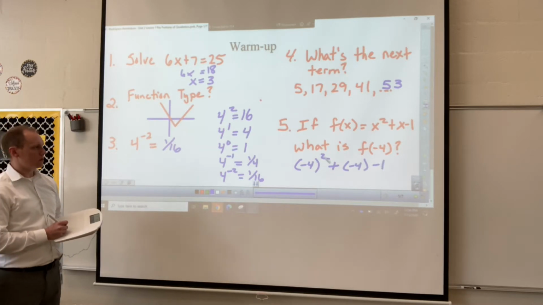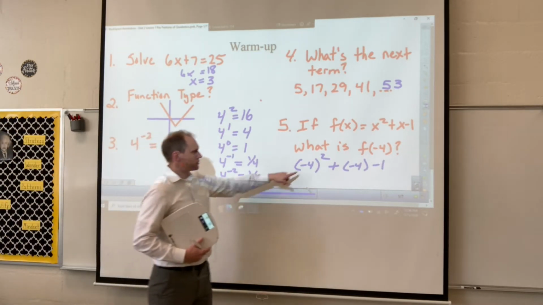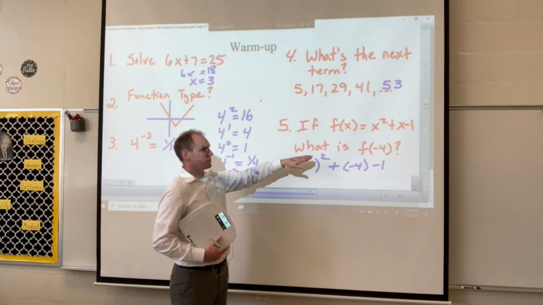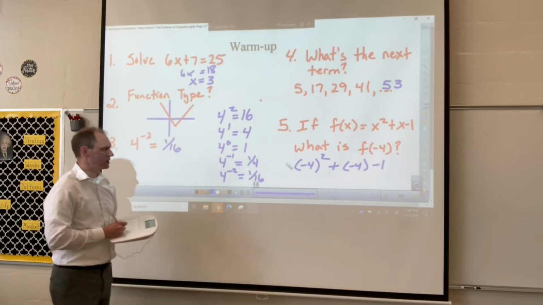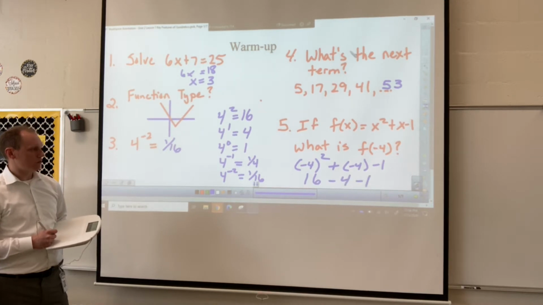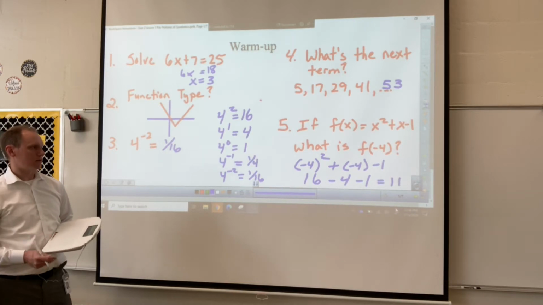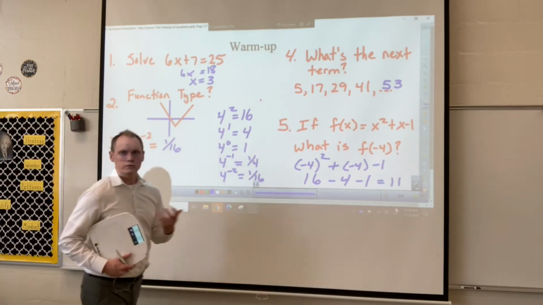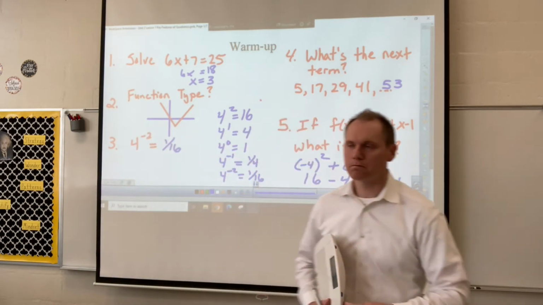So we have negative 4 squared. So you square, that's just the number times itself. So negative 4 times negative 4 is a positive 16. Minus 4 minus 1. So 16 minus 5 is what we end up getting here. 16 minus 5 is 11. So hopefully you were able to get those 5 there.